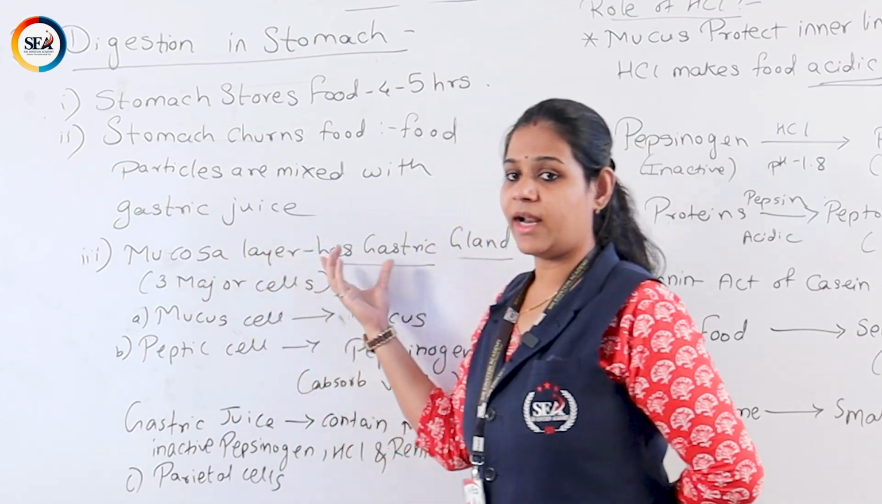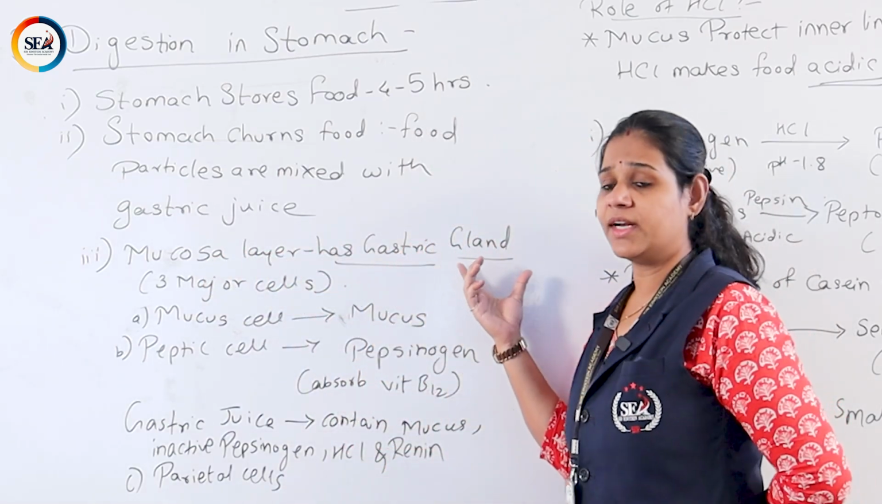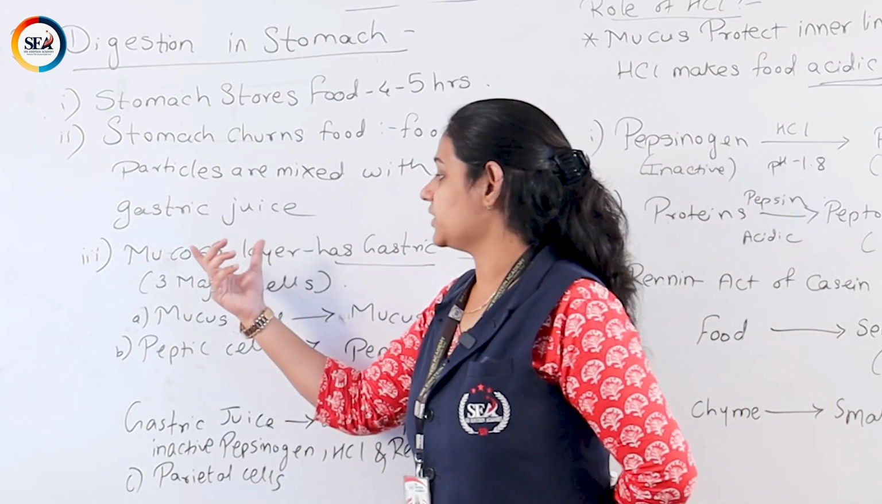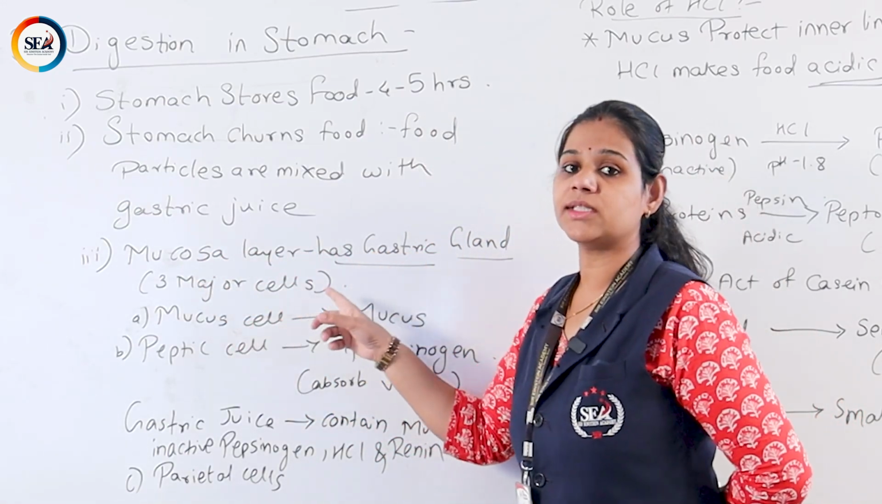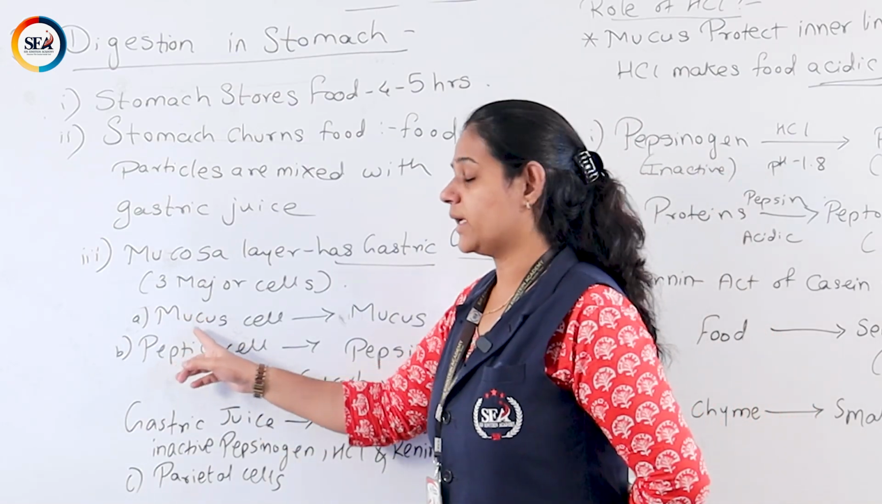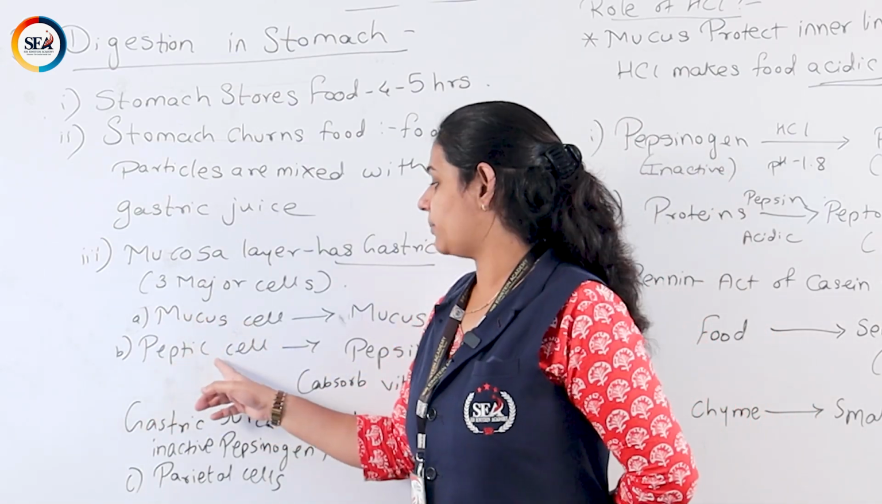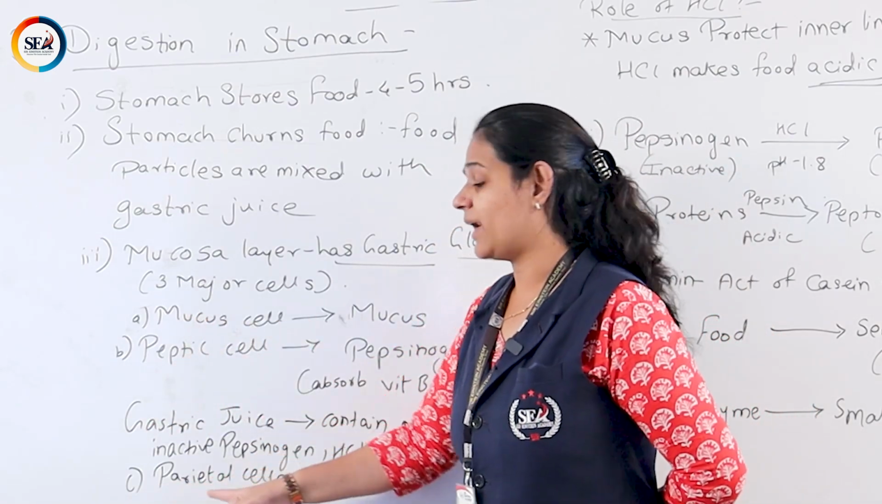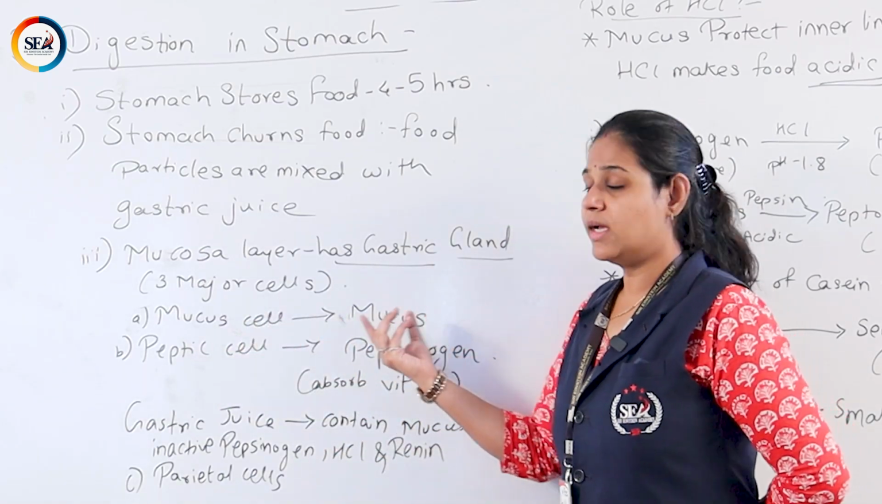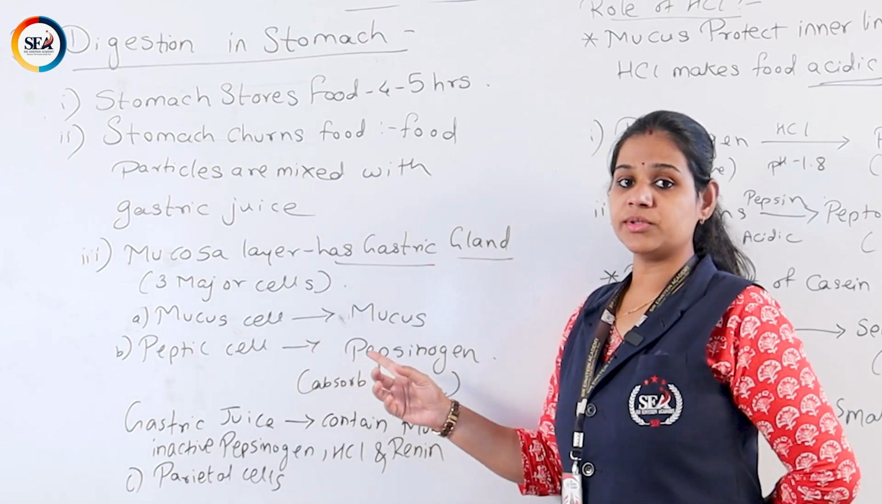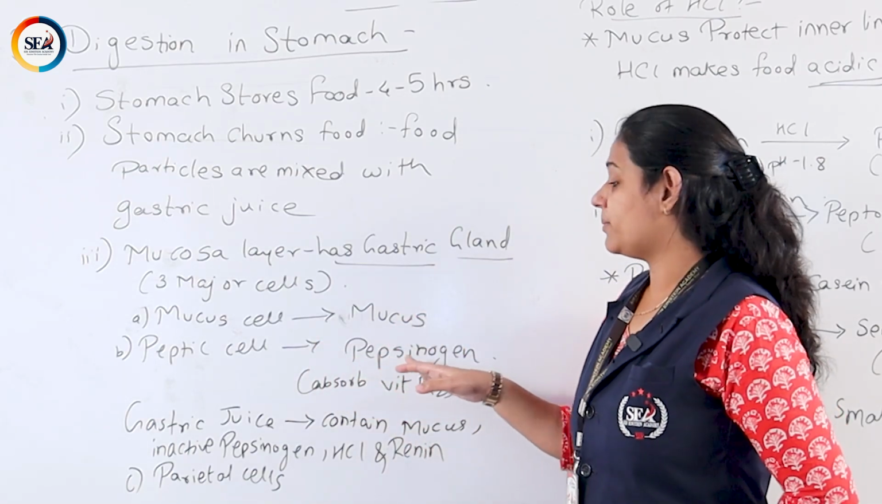This mucosa layer has gastric glands, and these gastric glands have 3 major cells present in them. One is the mucus cell, second is the peptic cell, and third are the parietal cells. First, the mucus cell, their work is to secrete mucus. Second, the peptic cell, their work is to secrete the enzyme pepsinogen.